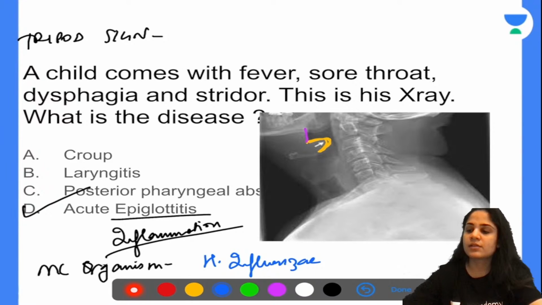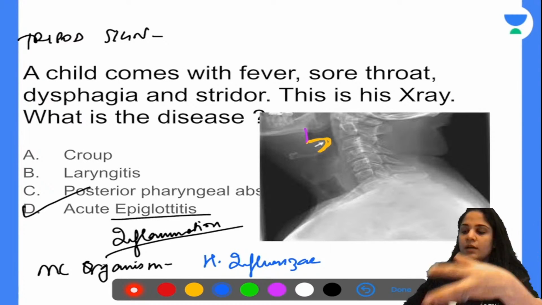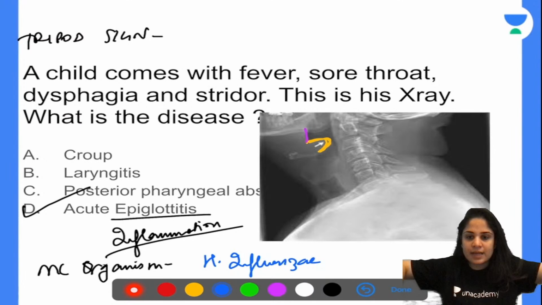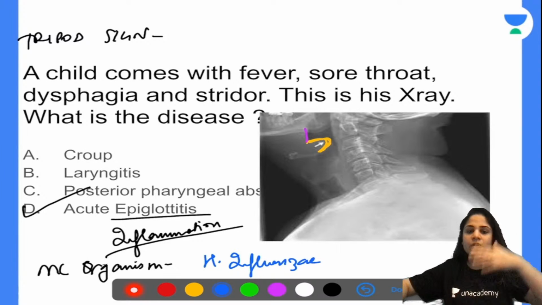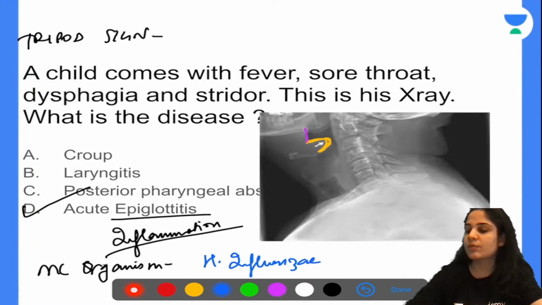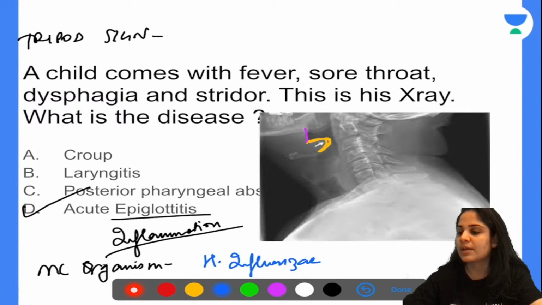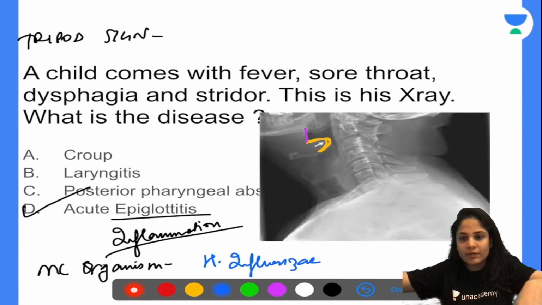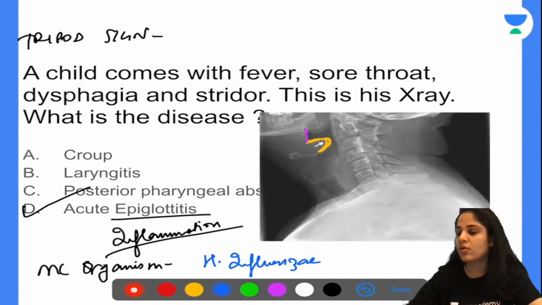Tripod sign means the child will be having acute respiratory distress in case of acute epiglottitis. So he will be standing on his hands like this and he will be breathing with a lot of difficulty. So that is called tripod sign. Okay, so tripod position or tripod sign. Tripod is actually what is used for holding cameras. Right? So the child will also be on his hands in order to breathe.